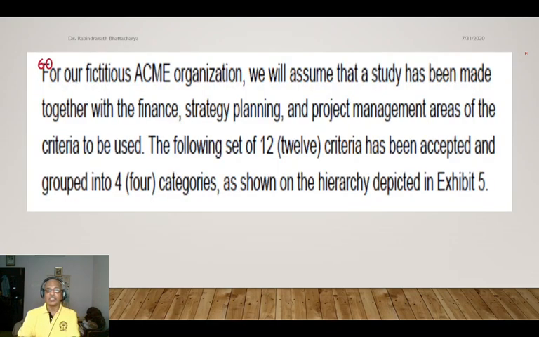So it's a fictitious AHP organization. So people from finance, strategy planning, project management area have been used. The following set of 12 criteria has been accepted and grouped into 4 categories. Let us see.